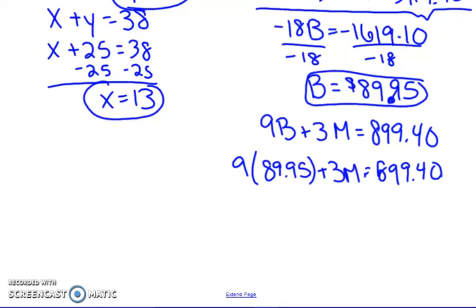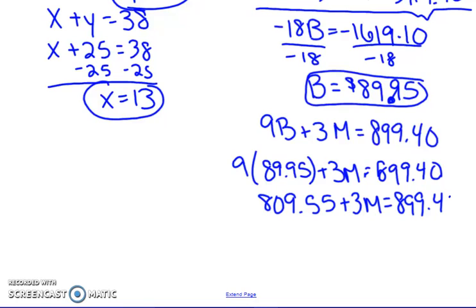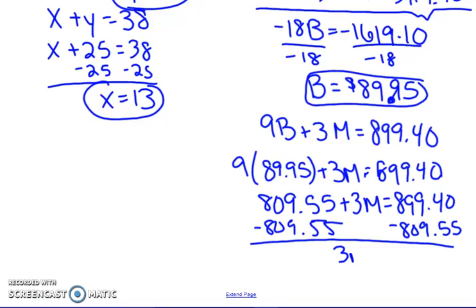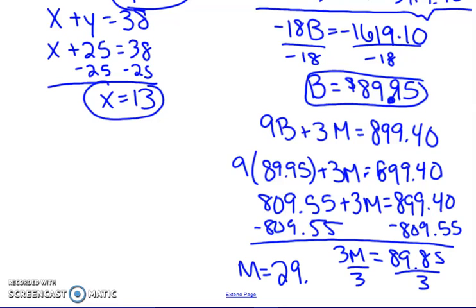Well, I'm going to multiply first and get $809.55 plus 3m equals $899.40. Well, then we want to subtract our $809.55 from both sides. We get 3m is equal to $89.85, excuse me. And then we're going to divide both sides by 3, leaving Miami jerseys worth a total of $29.95.